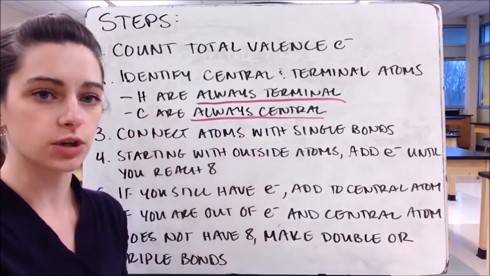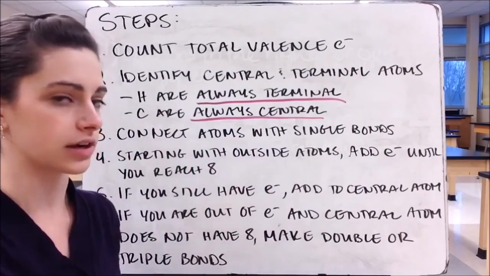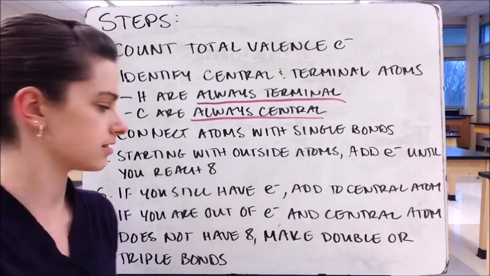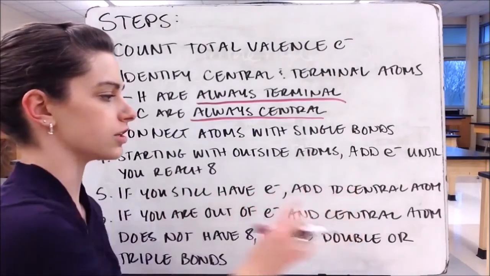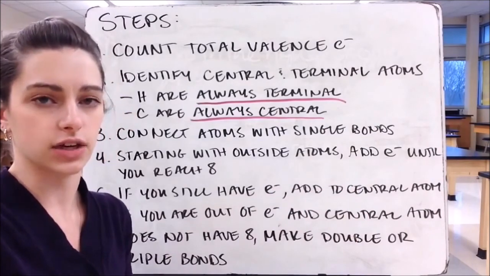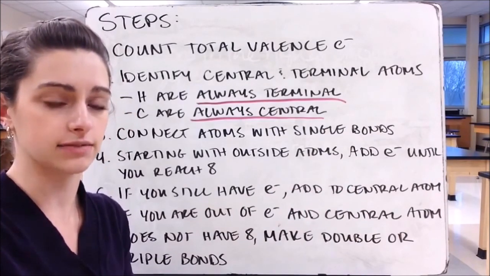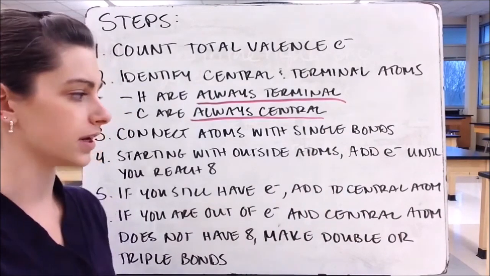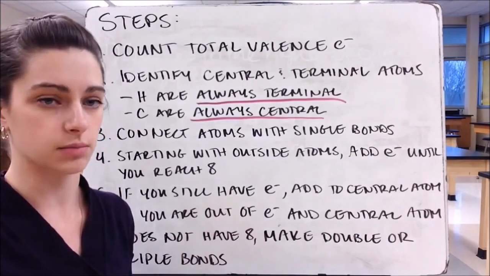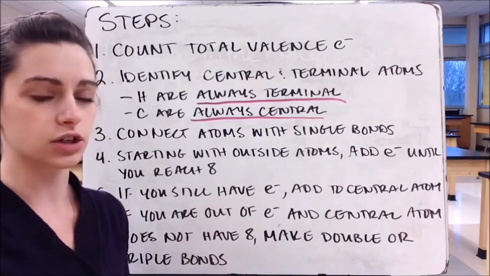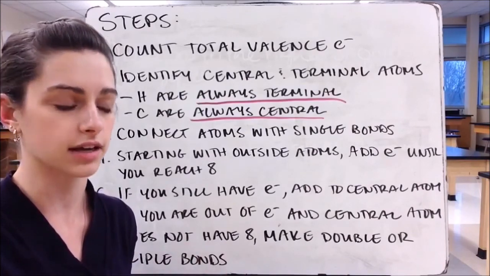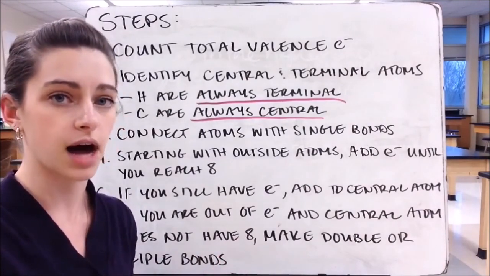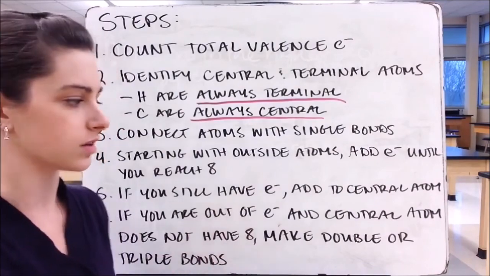So once all of your terminal atoms have 8 valence electrons, including the electrons in the bonds, then if you still have extra electrons, you'll go to your central atom and add electrons until your central atom has 8 valence electrons. Now at this point, you might have hit 0. You have no electrons to put in place. All of your terminal atoms have 8 valence electrons. Your central atom has 8 valence electrons. Some of those might be in bonds, but you've reached the end of your electrons.